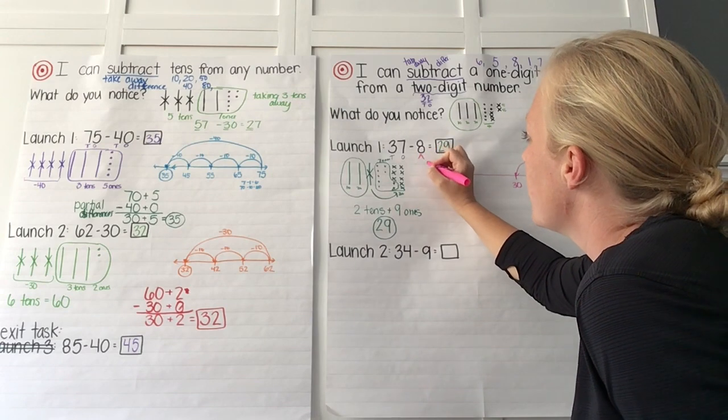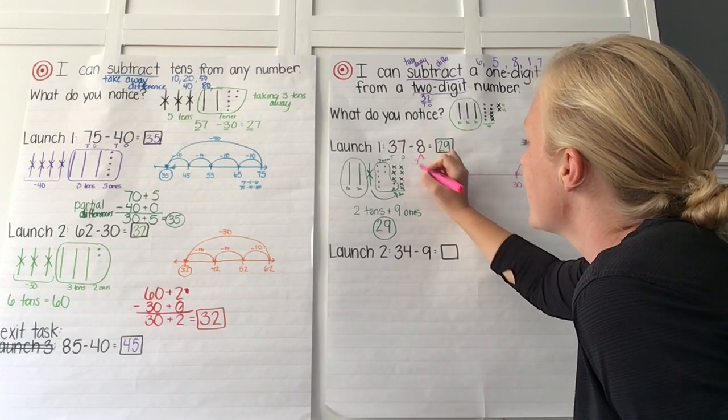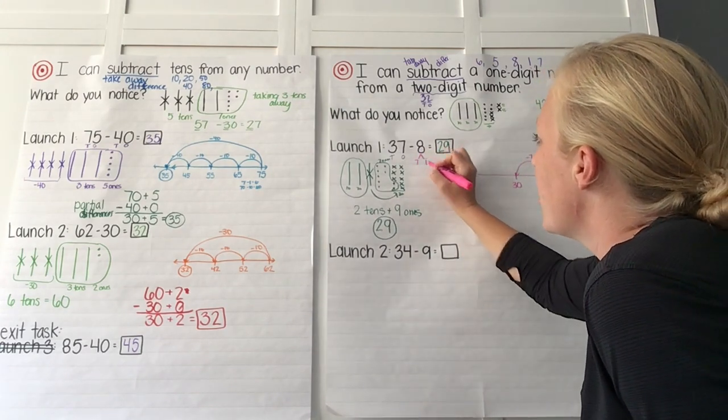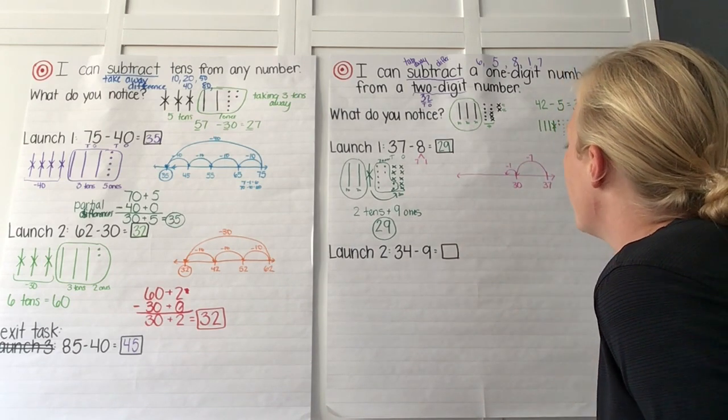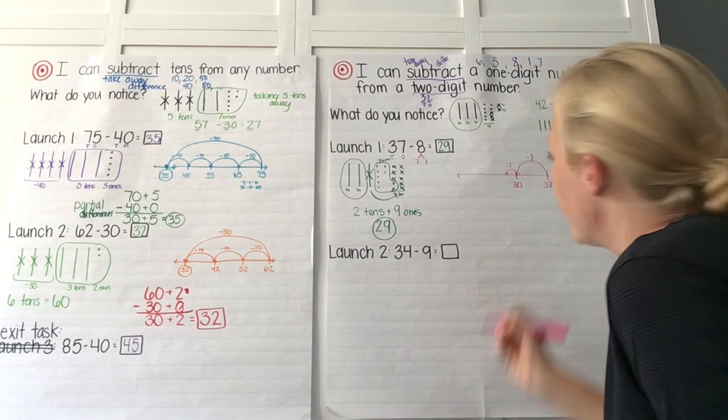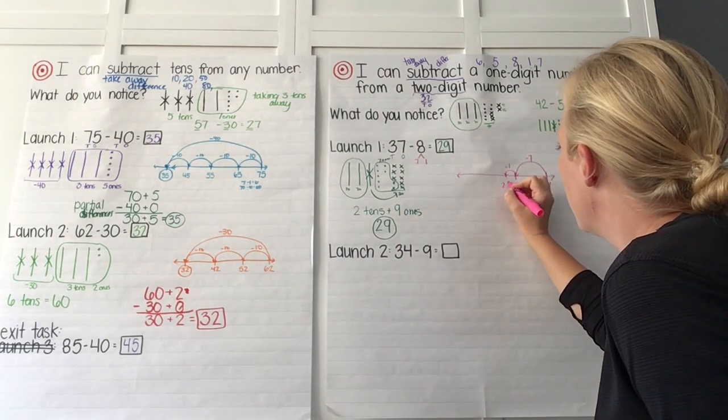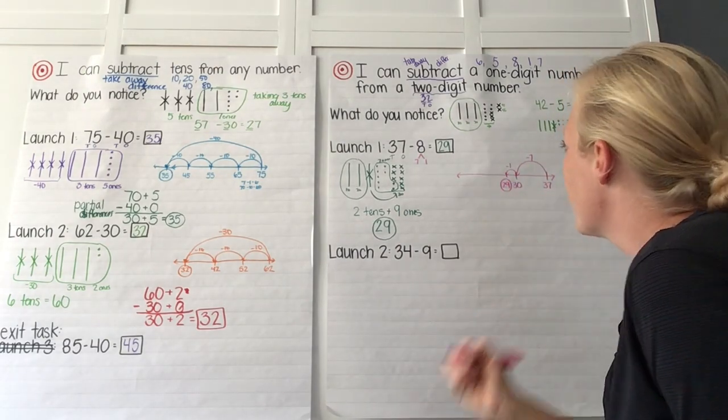Okay, so you knew you had 8. You took away that 7, so you still had to take away 1 more. And if you're at 30 and you take away 1 more, what do you land on? 29. So let's go back to our equation.